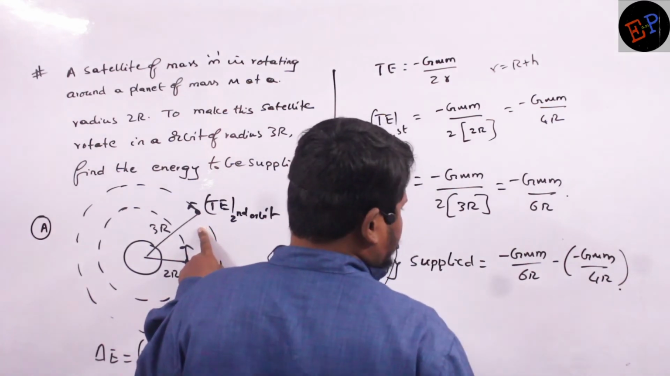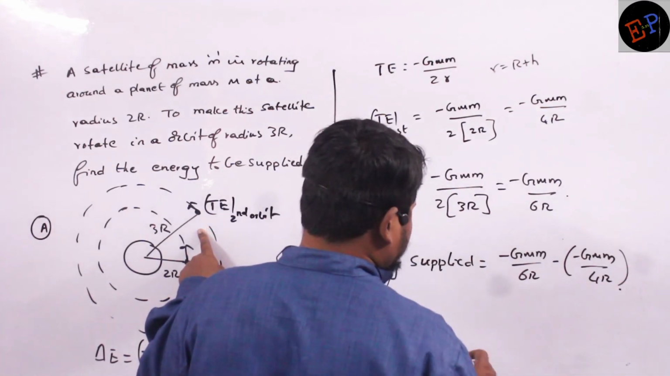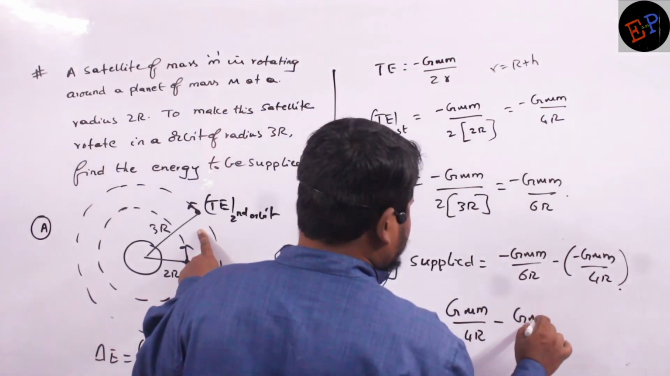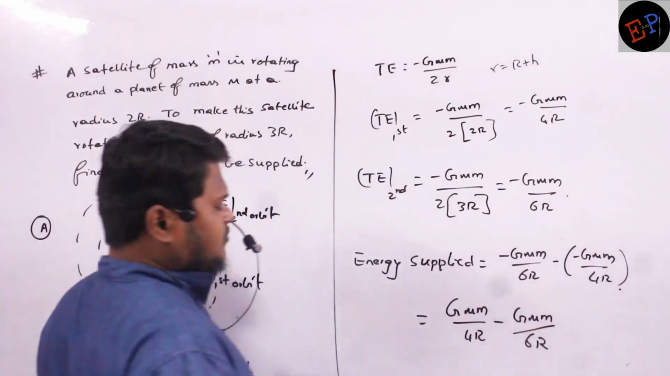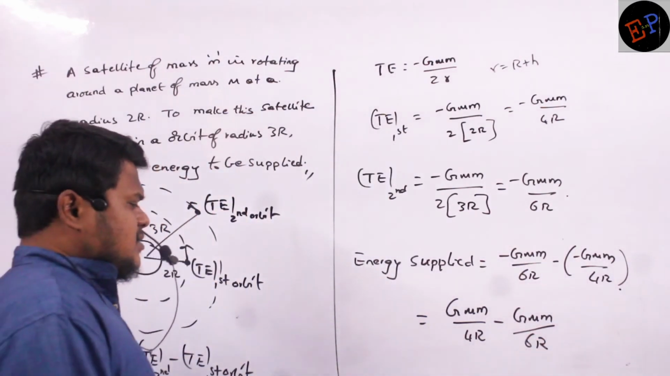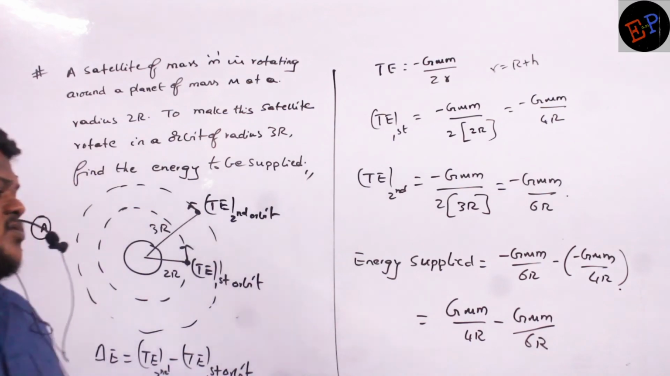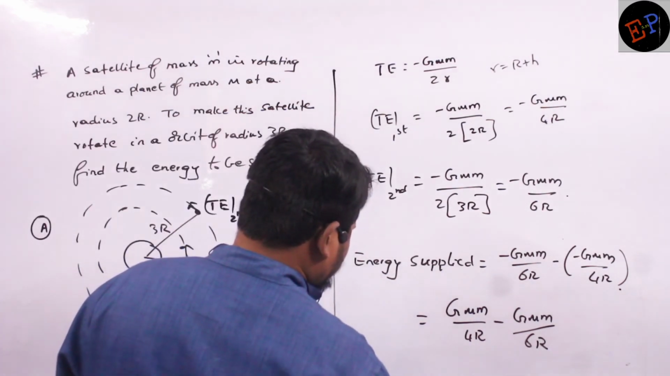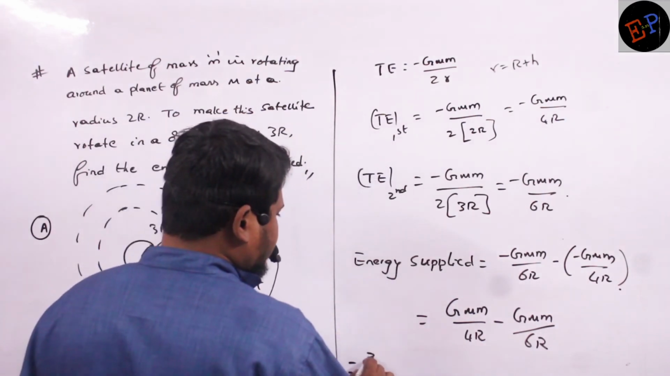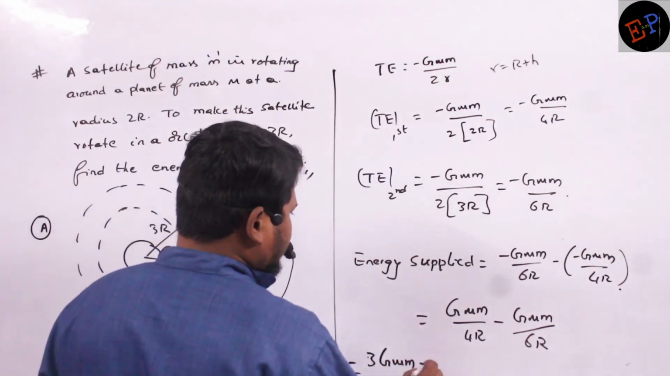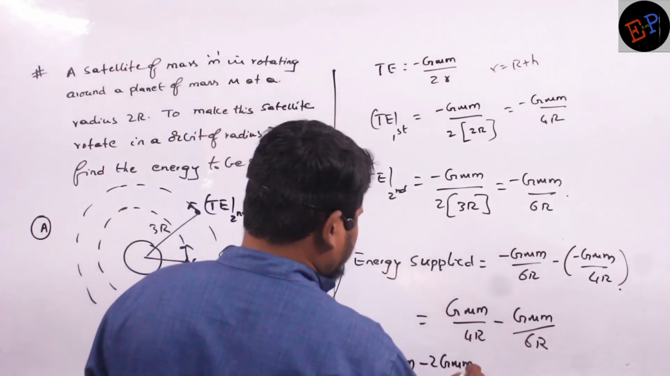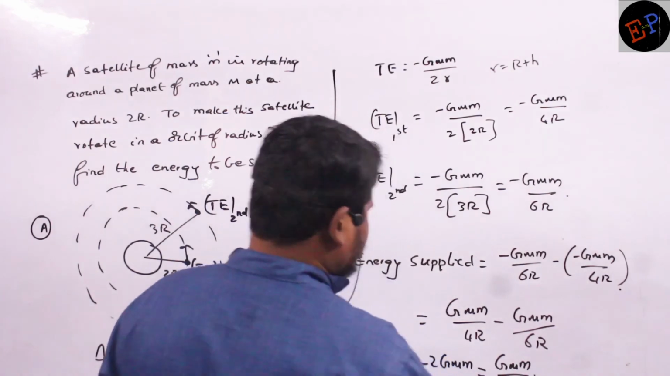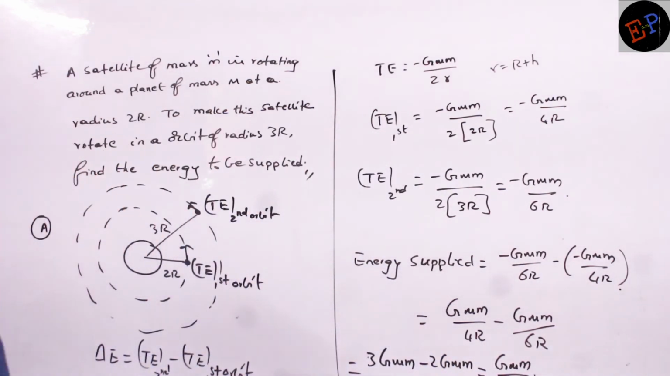Okay. So therefore just do this calculation. GMm divided by 4r minus GMm divided by 6r. Okay? So take the LCM of 6 and 4. 6 2s are 12. 12 is the LCM. So 12r I can take. So therefore it is 3 GMm minus 2 GMm. So therefore it is GMm divided by 12r. So that is the amount of energy I have to supply.